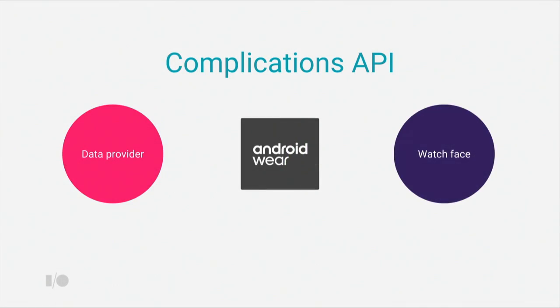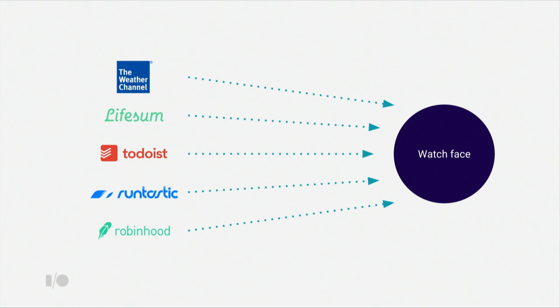Apps using the API will be data providers or watch faces. If you build a watch face using the Complications API, then you get access to a whole ecosystem of data providers. Here are just some of the partners already working on using the API. And if you build a data provider, you can get your data on a whole range of watch faces.